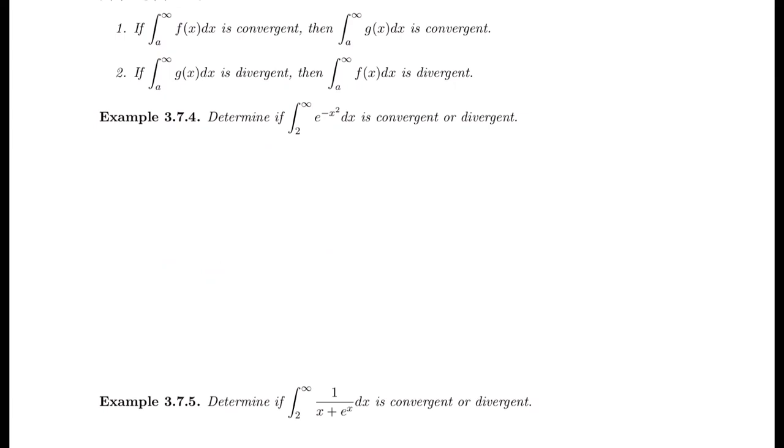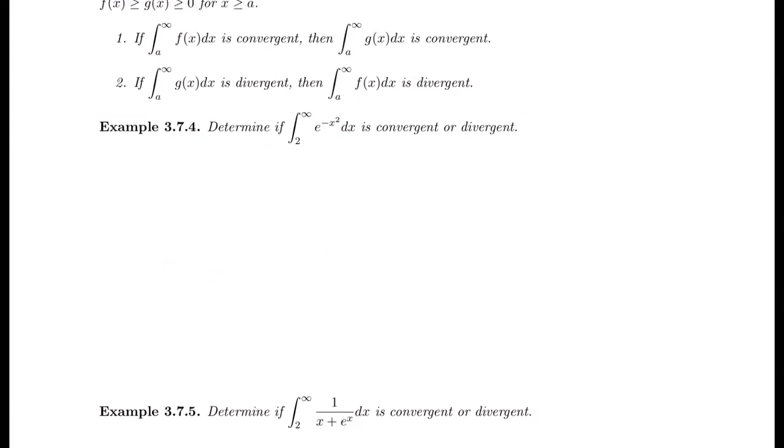So we would actually have to use the comparison test. Well, here's the thing. For x greater than 2, we know that x is going to be smaller than x squared. So multiply both sides by negative one, and negative x is larger than negative x squared. And now raise both sides to the e to the power: e to the power negative x is larger than e to the power negative x squared.